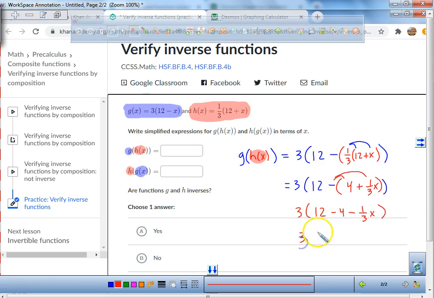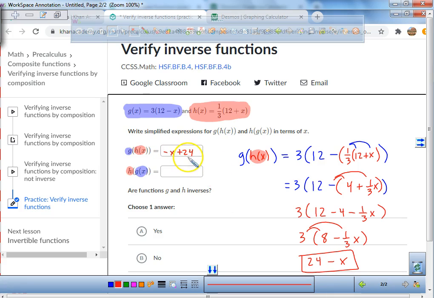So I have 3, parentheses, 12 minus 4 is 8. All right, and if I have 8 minus 1/3 of x, whew, holy cow. By the time we're done, it looks like we got 24 minus an x, because a 3 times a negative 1/3 of x is just x. So right now it looks like my expression is 24 minus x, also known as negative x plus 24.